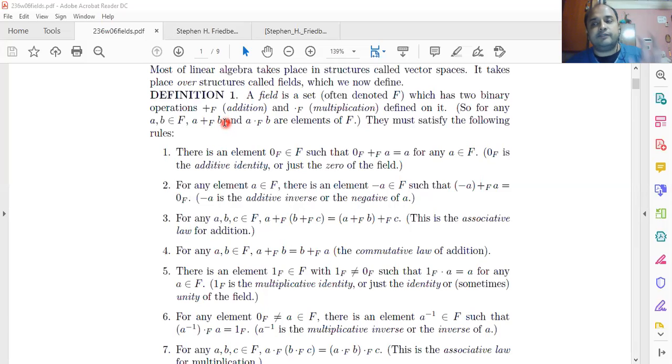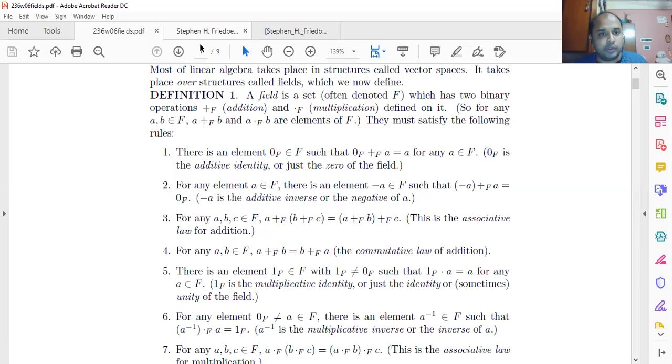If you are choosing the definition of field from a note and the vector space definition from the Friedberg book, and you are connecting them together, you will be lost in the avalanche of notations. Okay, so I will suggest you, let me show you something.